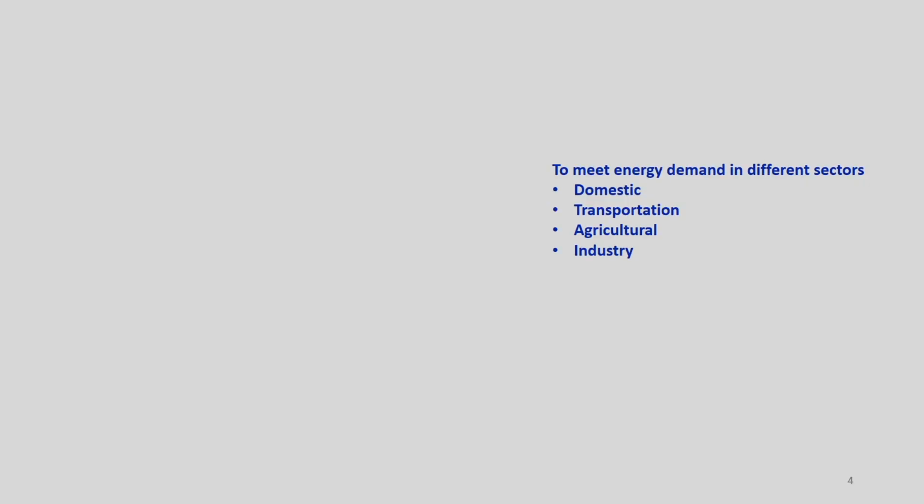Now, why is this energy required? Of course, to meet energy demand in different sectors. It may be domestic, transportation, agricultural or industry. If we talk about domestic, it may be for offices, individual households and other commercial buildings. So, these sectors require energy in different forms. Let us learn different forms of energy which are commonly used.